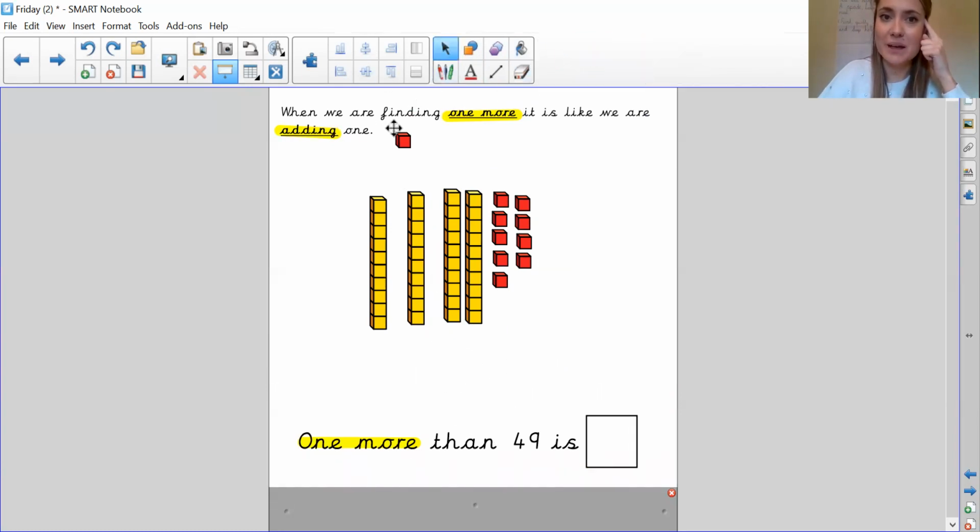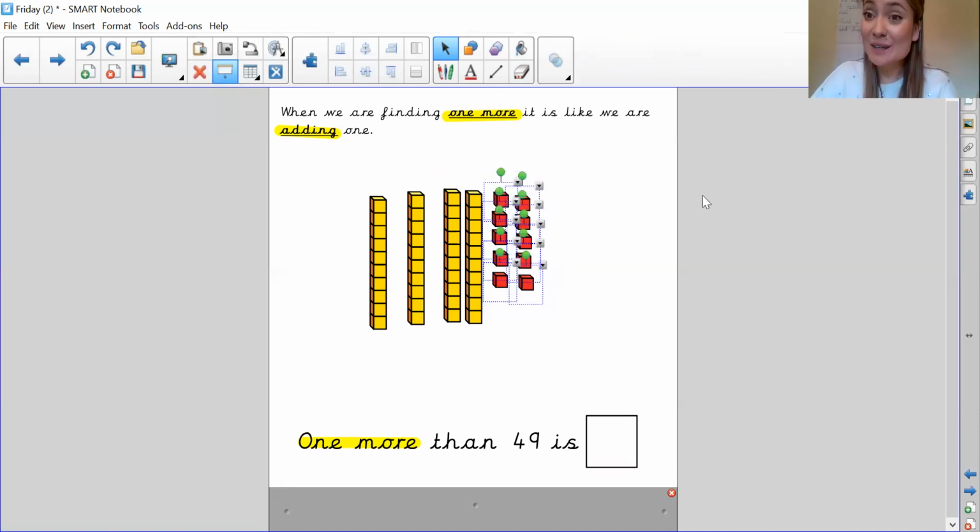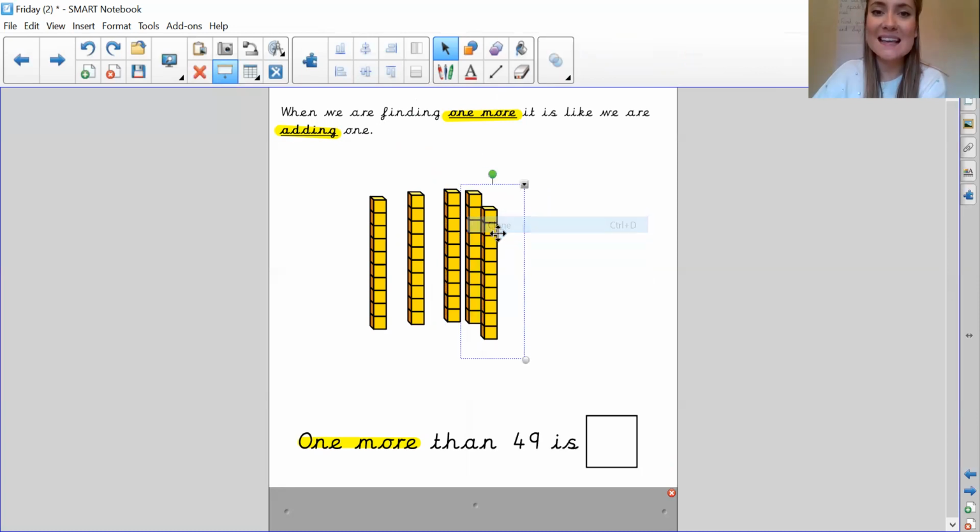I'm going to change our number. How many ones have I got now? 10 ones. 10 ones is the same as 1 10. So what do I have to do? You're right, I have to swap it for a 10.